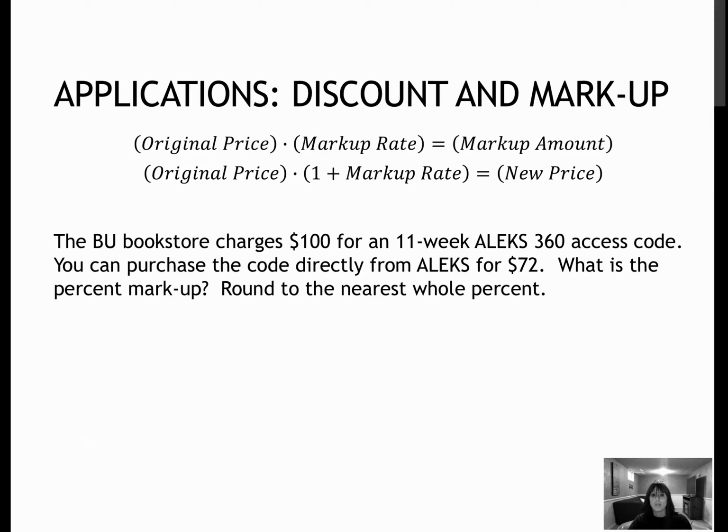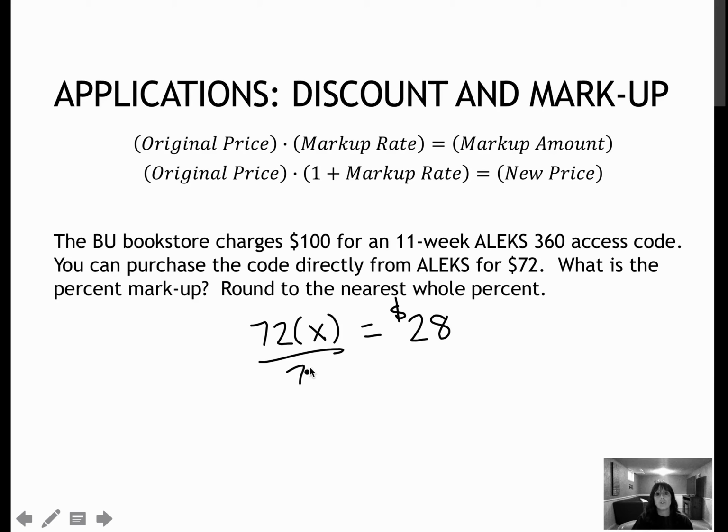Unfortunately, this is a true story. The BU bookstore charges $100 for an 11-week Alex 360 access code. You can purchase that code directly from Alex for $72. What is the percent markup of the BU bookstore? Now, this is not a whole percent, so you're going to have to round to the nearest whole percent. We're going to use that first equation. The original price is $72. We're trying to find the markup rate, and the markup amount is not 100, but is 100 minus 72, which is $28. So you're paying an extra $28 in order to get that Alex code.